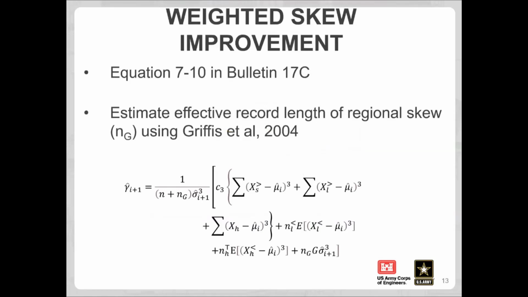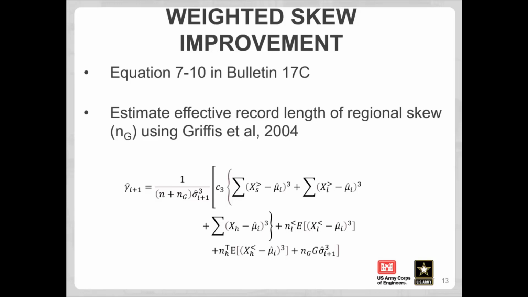So, you know, the jury is still out on the final answer, if you will. We're still doing some evaluation and testing of a couple of options, but this is the leading candidate, and this is the option that's in the 2.3 beta of SSP. So this basically uses equation 710, which is in Bulletin 17C. It's listed here. It's a complicated equation, so don't worry about understanding the details of it.